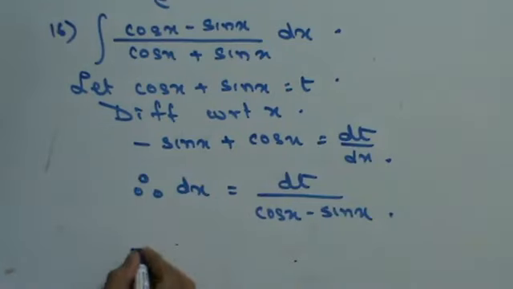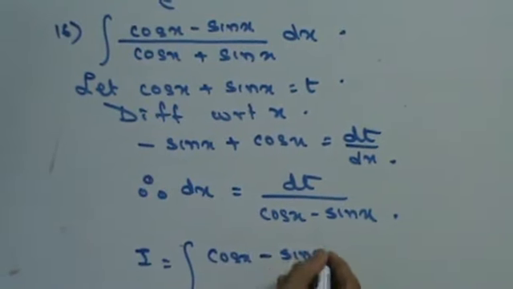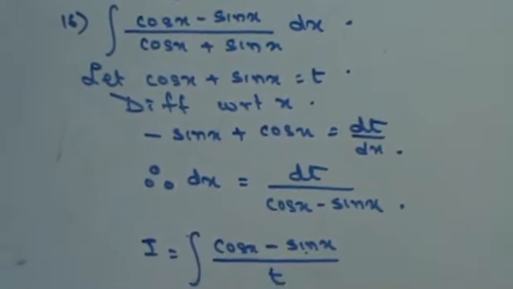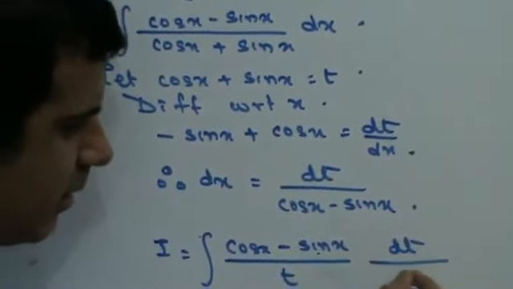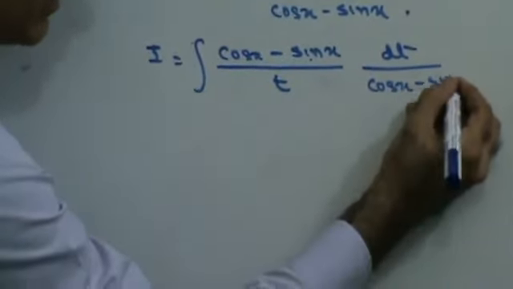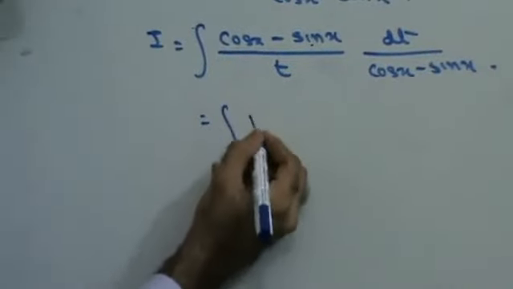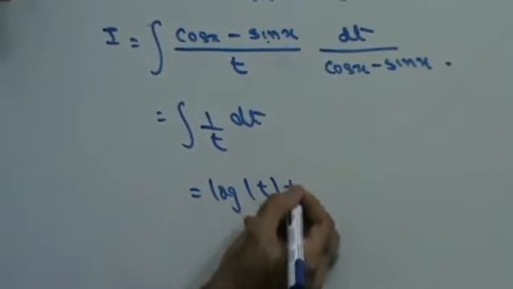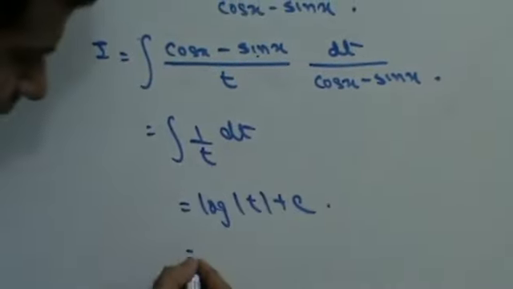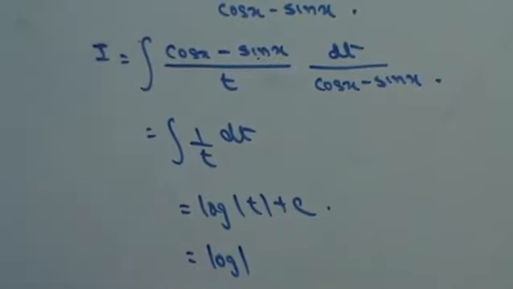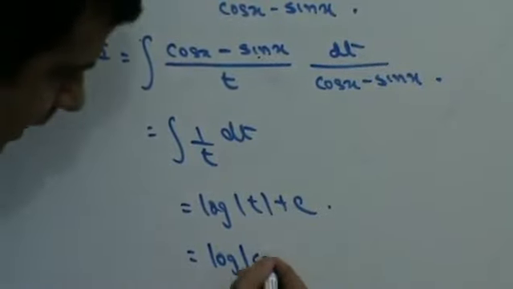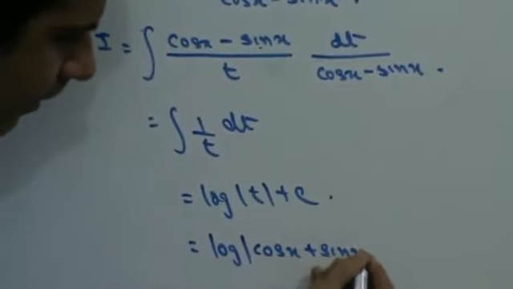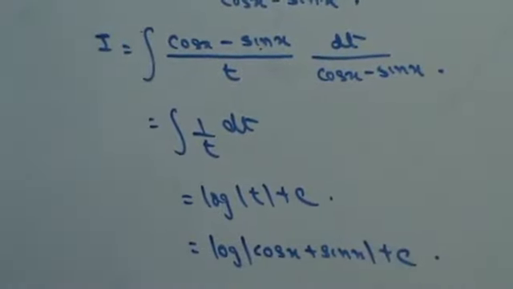Rearranging the terms, I is integral of cos x minus sin x upon t, dx can be written as dt upon cos x minus sin x. So this is integral of 1 upon t dt, which is nothing but log mod t plus c. We substitute the value of t, so this is going to be nothing but log mod cos x plus sin x plus c.